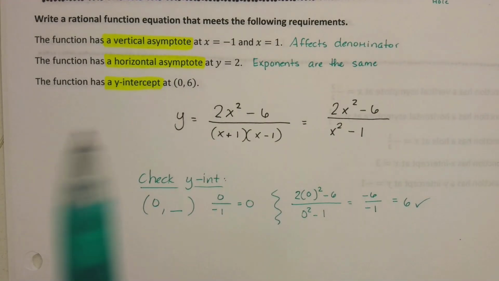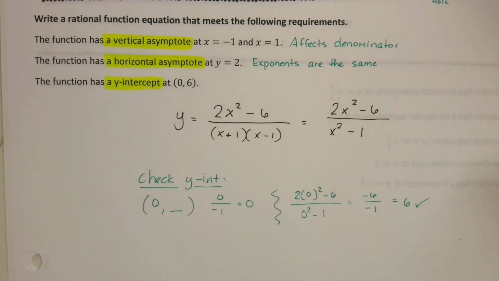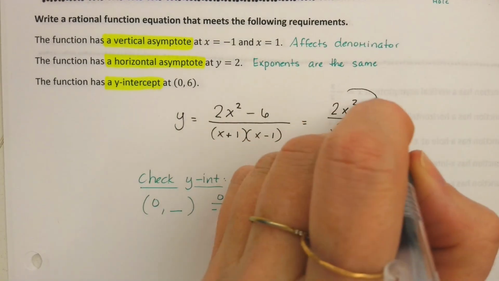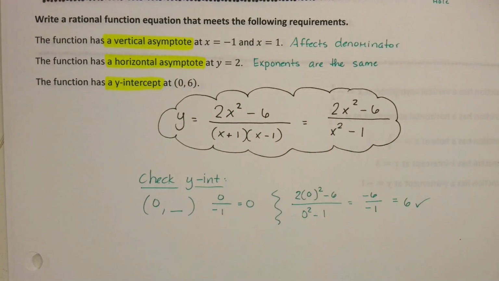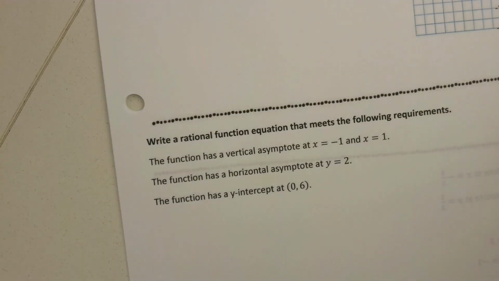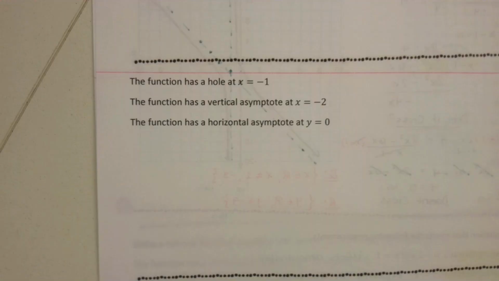And again, this is just one possible answer. There's lots of possible answers. You can leave it in its factored form. You can leave it as the one we multiplied out. It doesn't really matter. They're both equivalent. All right, let's flip it to the back. We've got a few more of those. We're going to puzzle together.